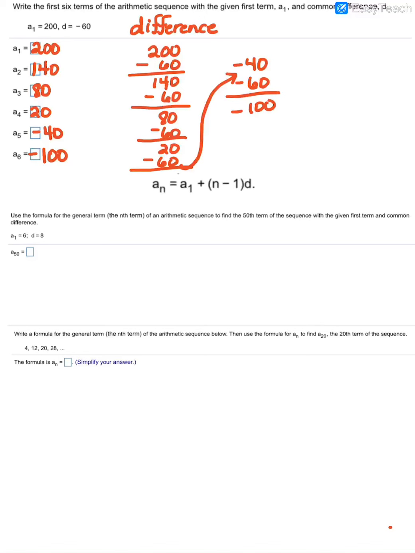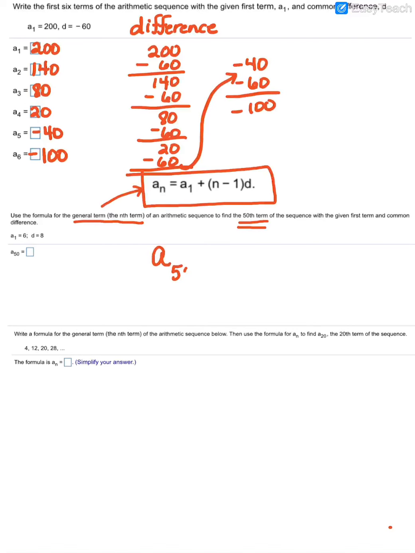So in general, a formula for an arithmetic sequence is this. Your nth term, whatever term you're looking for, is going to be your first term plus n minus 1 times your difference. When we look at this second equation, it tells me to use the formula for the general term, so that's what this formula is, and we are trying to find the 50th term.